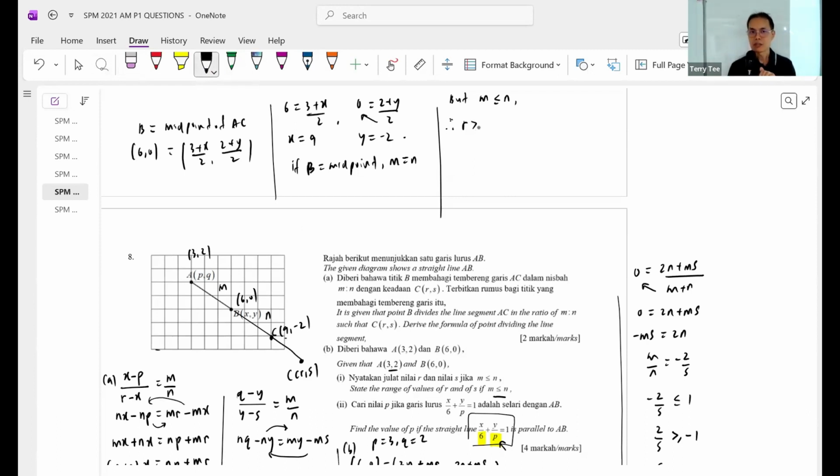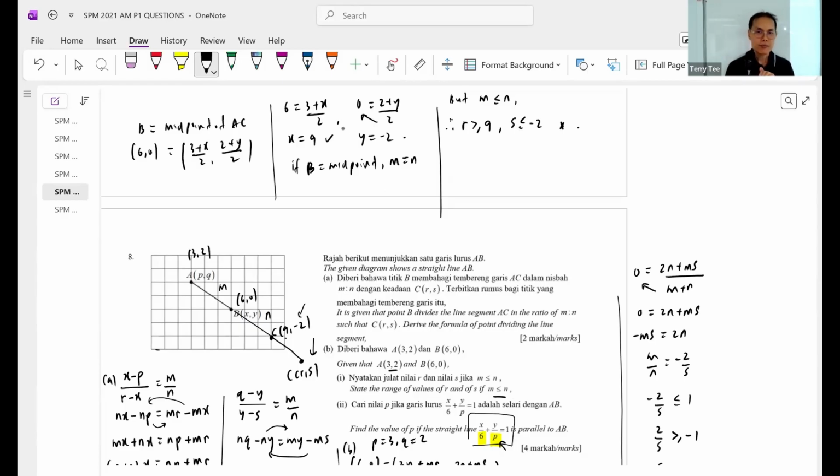So your R should be greater or equal to 9. And S is supposed to be further below negative 2. So S should be less than or equal to negative 2. So isn't it easier? I believe it's only 1 mark each for finding R and S. It's only 1 mark because it's 4 marks for Roman 2.